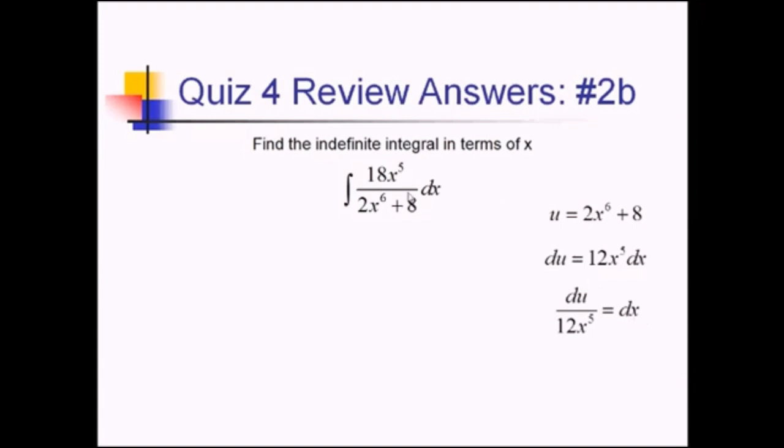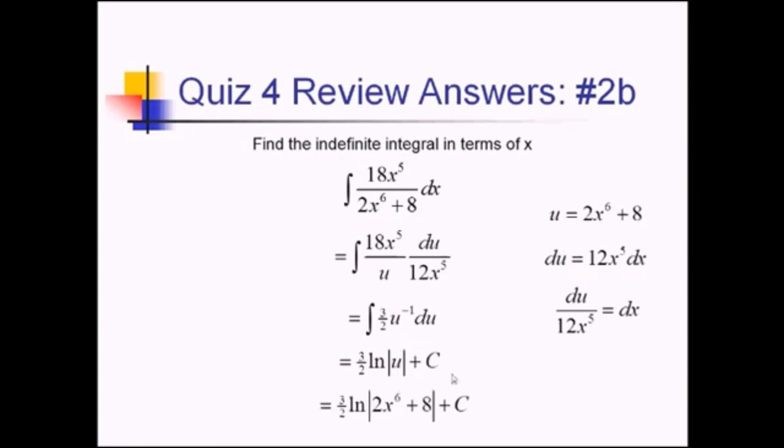And then going back here, I've got 18x to the 5th over u times du over 12x to the 5th. These x to the 5ths cancel. I have 3 halves if I reduce the 18 over the 12, and I'm going to call this u to the negative 1. You could call it 1 over u, it doesn't really matter. The antiderivative of u to the negative 1 or 1 over u, that's going to be ln of absolute value of u with this 3 halves out in front, plus c. Don't forget your constant of integration, and I also have to replace the u value with this 2x to the 6 plus 8 to get my final answer.